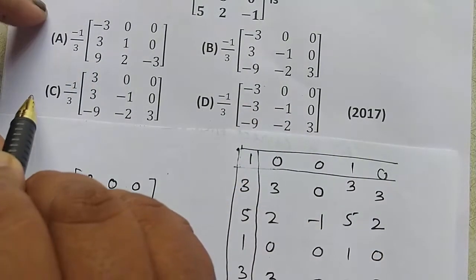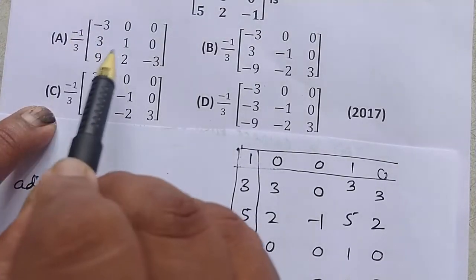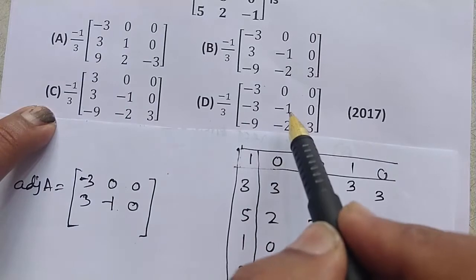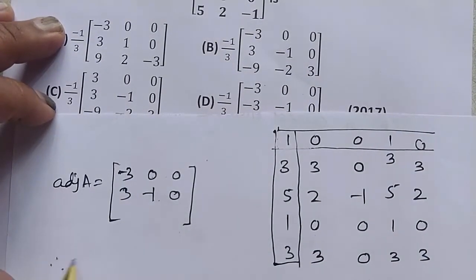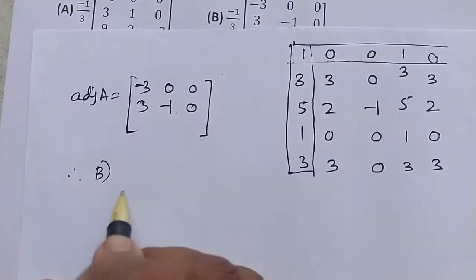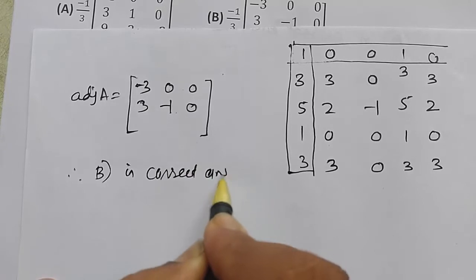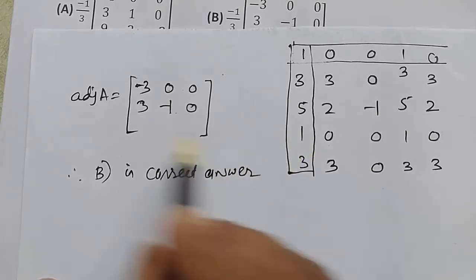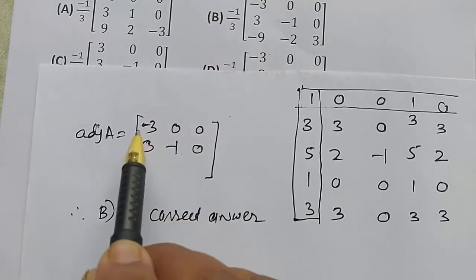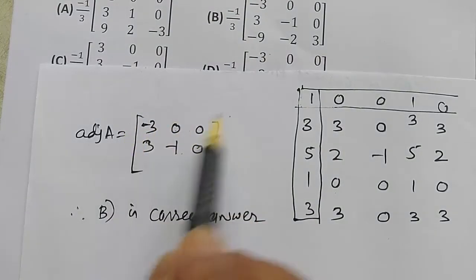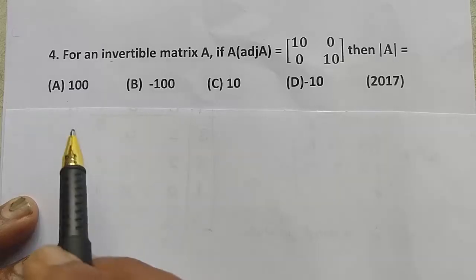So this is not correct. Again, this is not correct. This is not correct. So answer B is correct. Therefore B is the correct answer. We do not need to evaluate the whole matrix; it is sufficient to get at least 2 rows. So answer B is the answer for number 4.